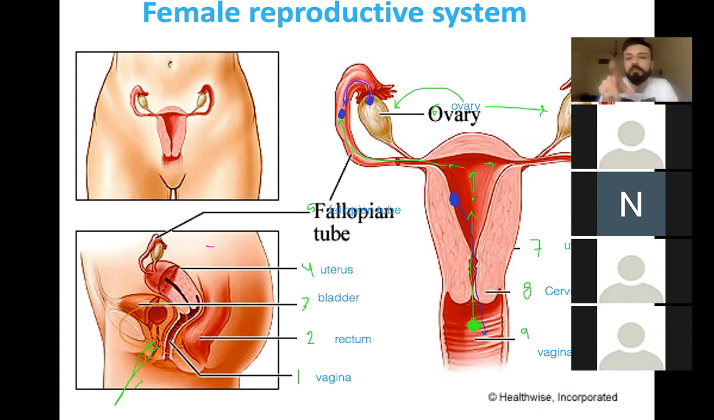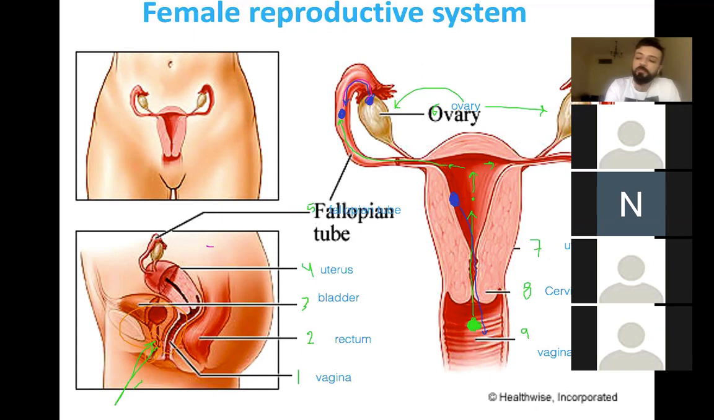Last question is, what's the function of the ovary? An ovary has two functions. What are they? Produce eggs. Very good. And the second function? Produce female sex hormones. Very good. Female sex hormones, which are the estrogen and progesterone.